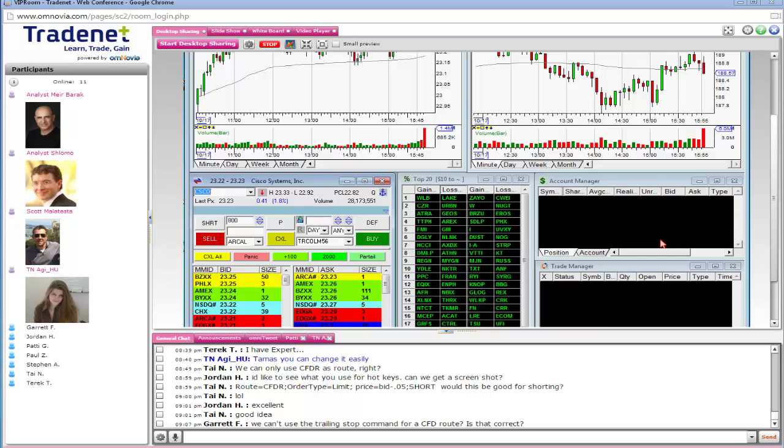Garrett is saying that you can't use the trailing stop command for a CFD route. Is that correct? Well, Garrett, I think you can use the trailing stop. Actually, I didn't have any problem using the trailing stop in the CFD. There shouldn't be any problem using the trailing stop, and you know this is a very important command.